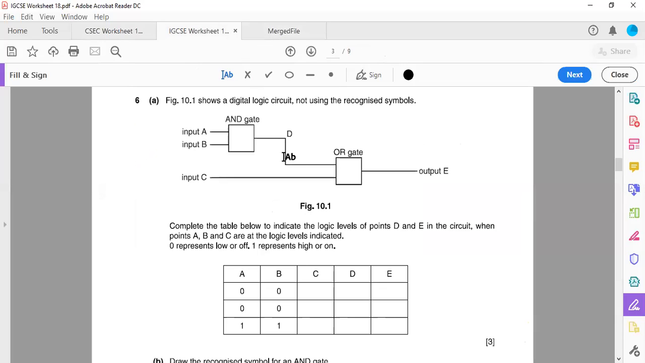For AND, both inputs must be 1 in order for the output to be 1. They ask us now in this table here to complete the table below to indicate the logic levels of points D and E in the circuit when A, B, and C are the logic levels indicated. 0 represents low or off, 1 represents high or on, just as we did in our lecture.